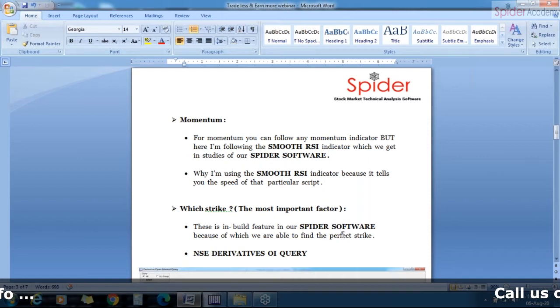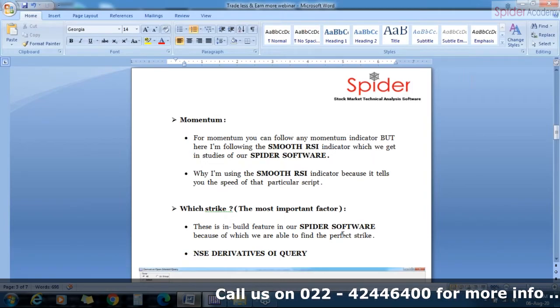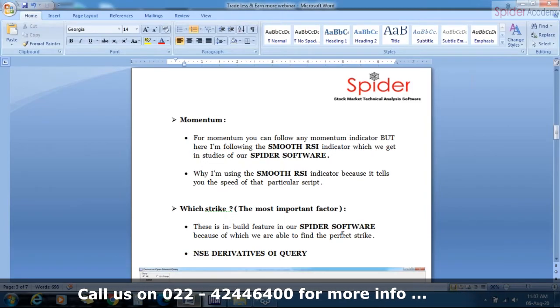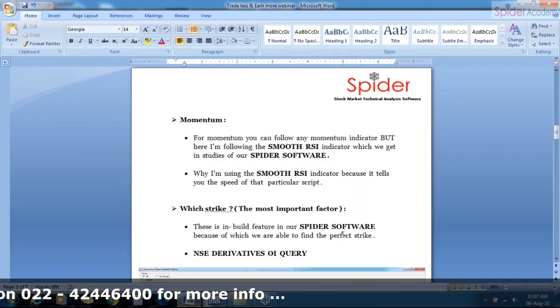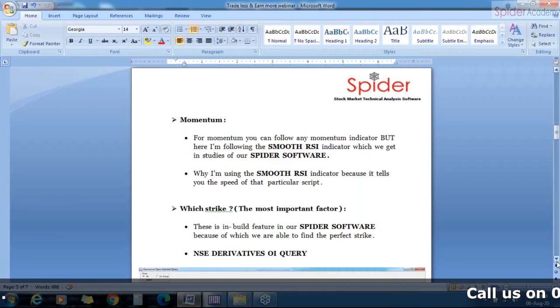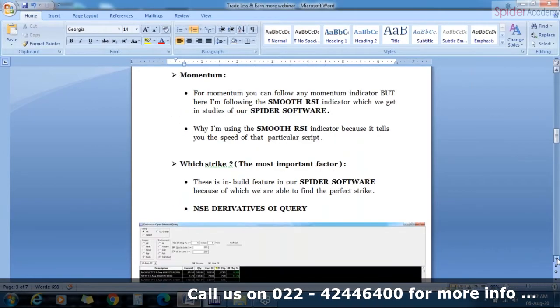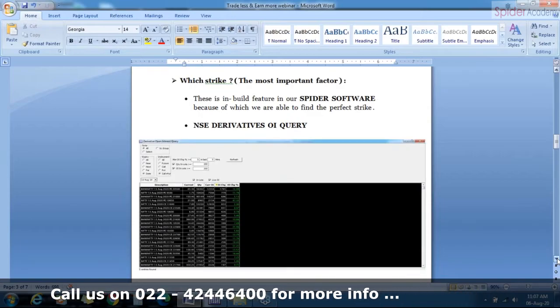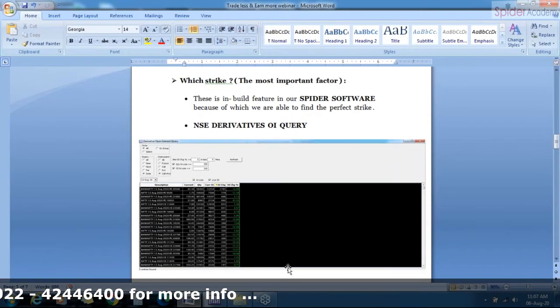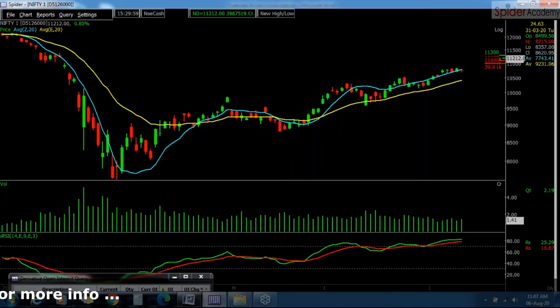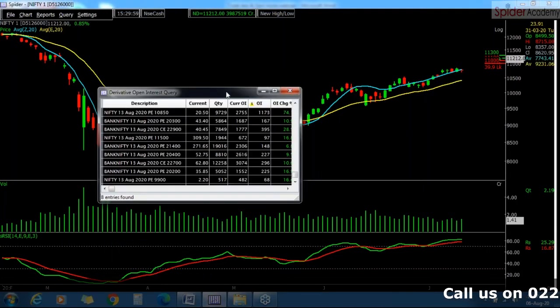Here we have the NSE derivatives OI query as an inbuilt feature in our Spider software, which helps to trade in options. So we will look at that NSE derivatives OI query. As I can show you, here is the picture of this NSE derivatives OI query. I will also show you in the charts. So this is the NSE derivatives OI query.